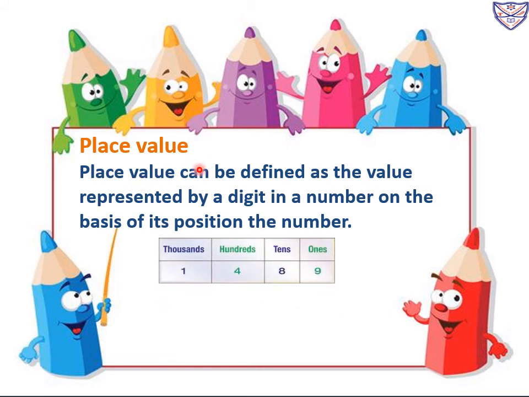So see, for example, 1489. We have to write the place value of 4 in 1489. So first we will write this number in place value according to the positions. 9 is in the ones place, 8 is in the tens place, 4 is in the hundreds place, and 1 is in the thousands place. So we have to write it this way, then we have to find the place value of 4. Now what is the position of 4? It is in the hundreds place. So we will write the place value of 4 is 400. So this way we have to write place value.